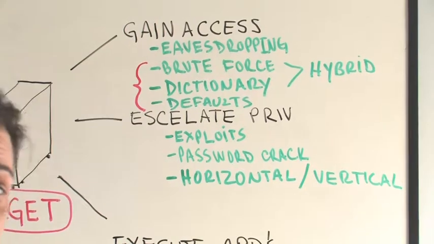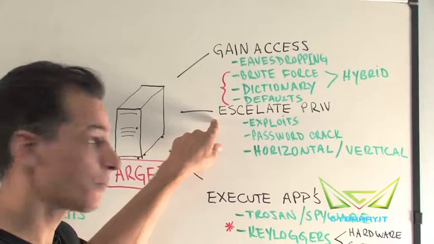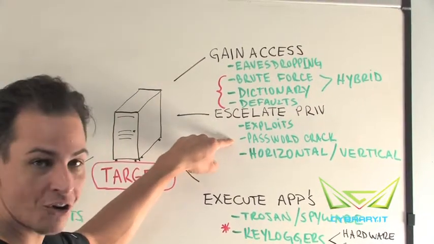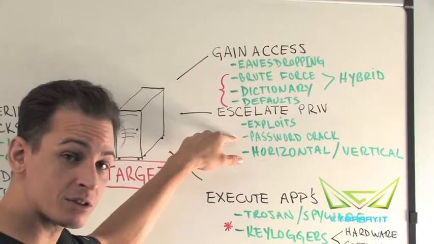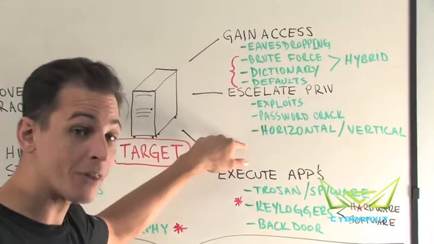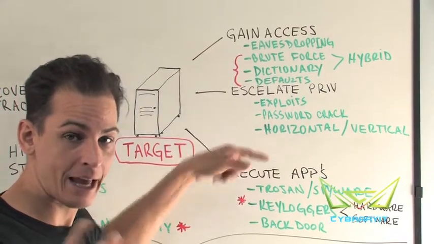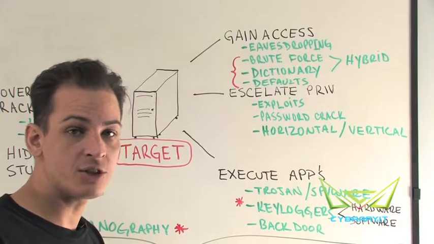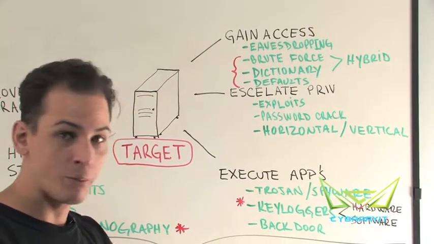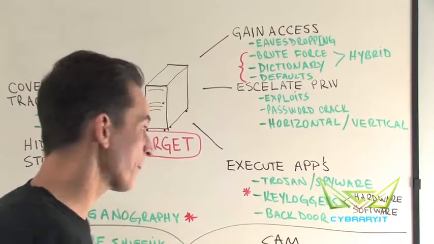Once you gain access to that system, then, okay, let's get more privileges. All right? So this is where exploits come in, or additional password cracking techniques, because you might have access as a guest, but now you want to go after the administrator or some other higher privileged account. There are two ways in which we can summarize doing that. Horizontal privilege escalation and vertical privilege escalation. Horizontal, going from group A to group B, versus vertical, going from guest to administrator.